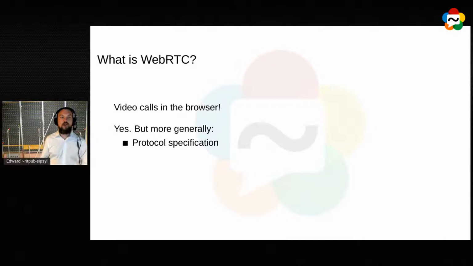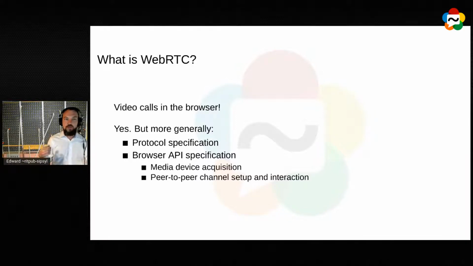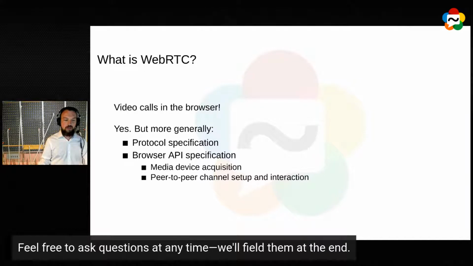It starts off with a protocol specification that specifies how peer-to-peer media streaming between browsers is to work. And also other programs can implement this, so you can have other software talking to a browser over media. But it also gives you a browser API specification. So it gives you a JavaScript API that you can use in the browser that gives you two things. It gives you media device acquisition, which we're not going to talk very much about today, and peer-to-peer channel setup and interaction, which is primarily what we are going to be interested in.